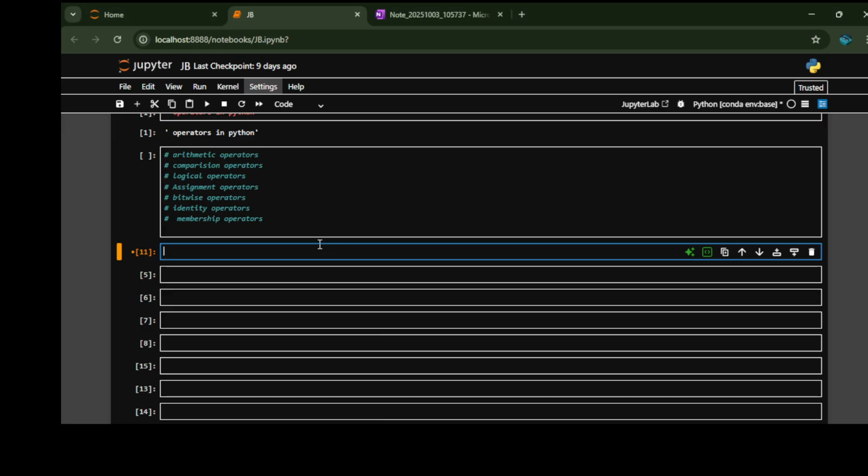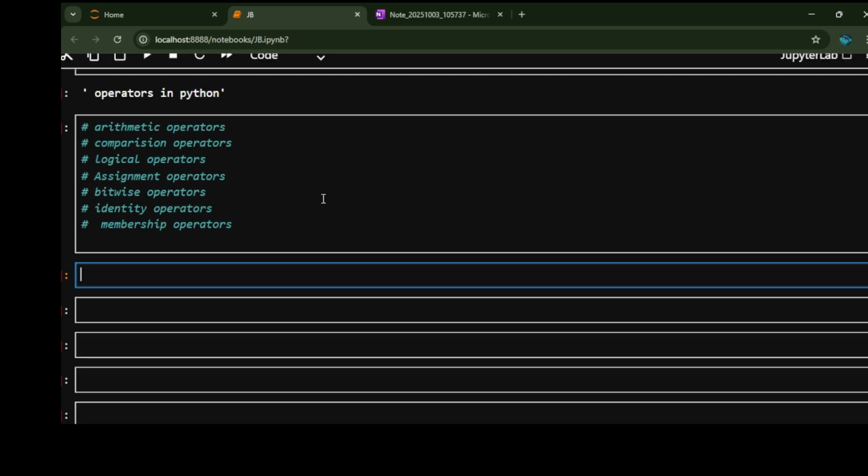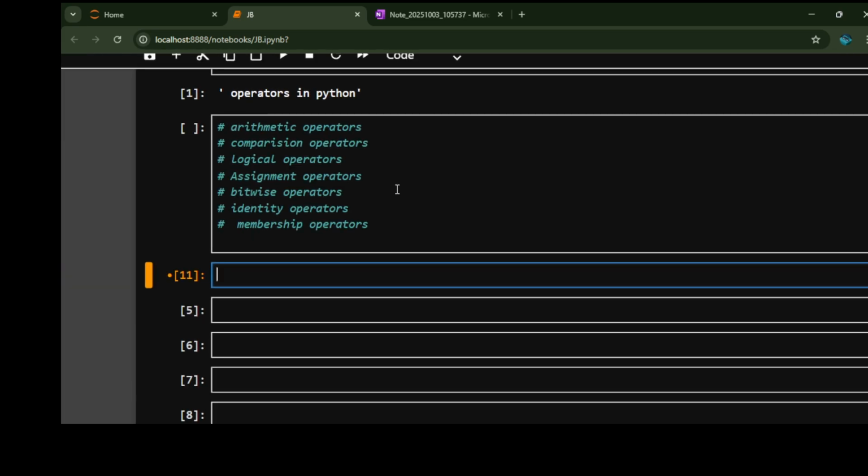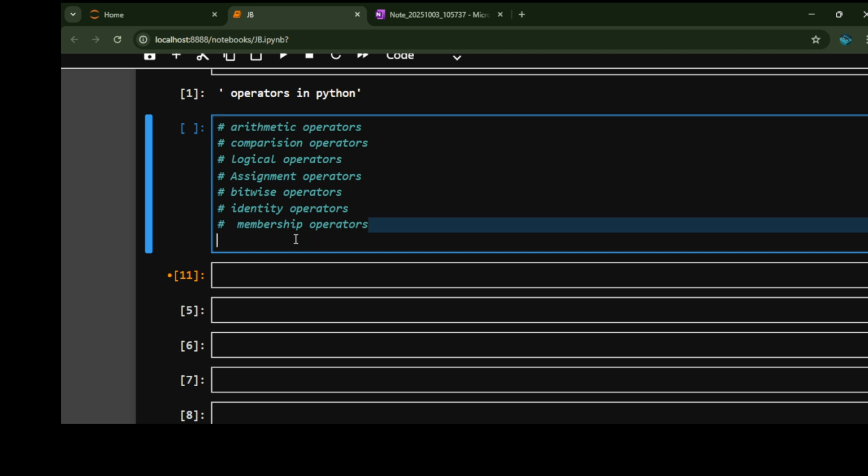Now, these are the categories of Python operators, which are already made. Arithmetic operators, comparison operators, logical operators, assignment operators, bitwise operators, identity operators, and membership operators. These are the different categories which themselves include multiple operators. Now we will be discussing about the first category, that is arithmetic operators.